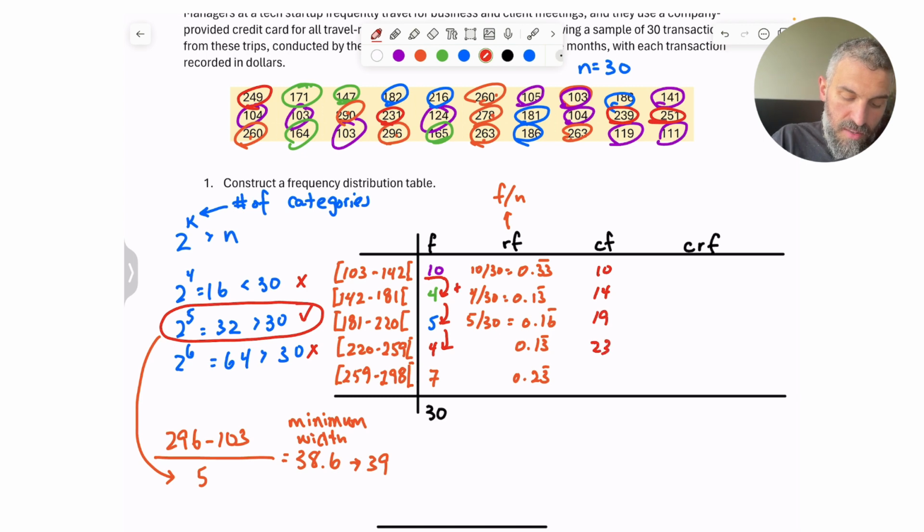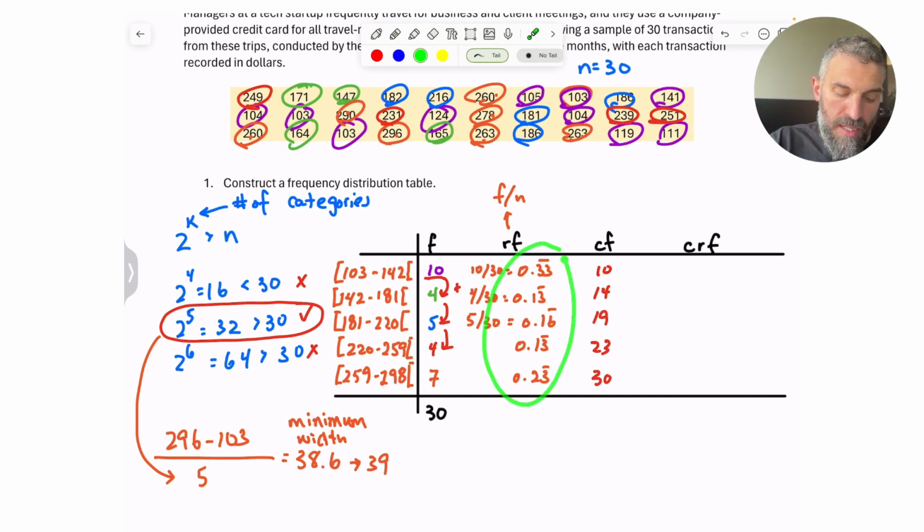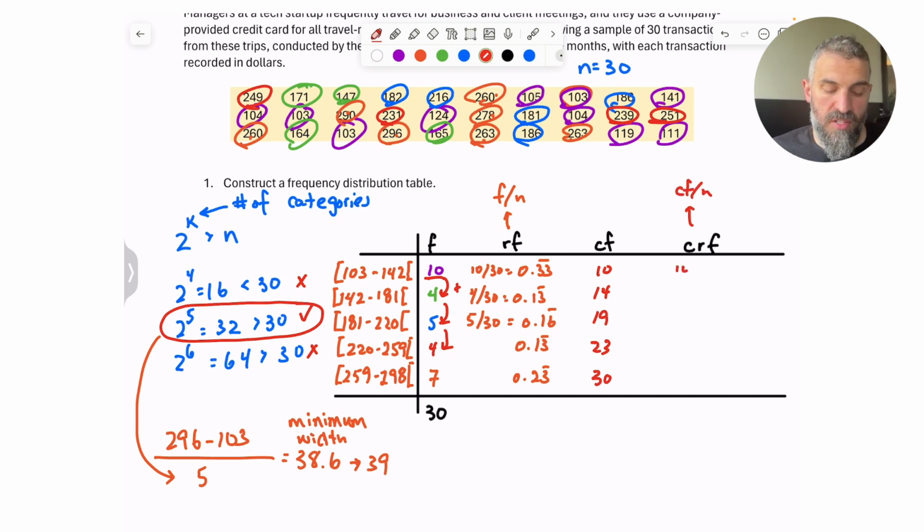19. Then we add the next one, 23, and we add the last one, 30. So easy stuff, right? Just go through it, take your time, make sure you got the frequency right. Everything else will kind of fall into place. And then cumulative relative frequency. There's two ways you can do this, okay? You can just accumulate your relative frequencies if you like, or you can take your cumulative frequency and divide it by n. So you can do your cumulative frequency divided by n, and that would give you the same thing.